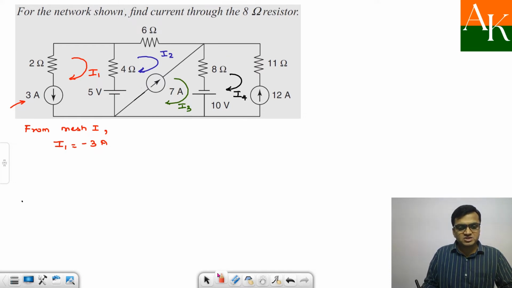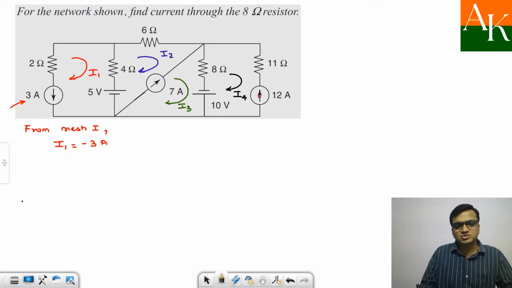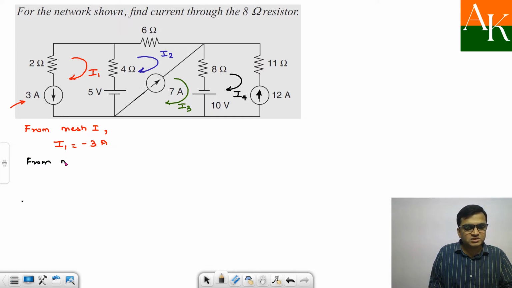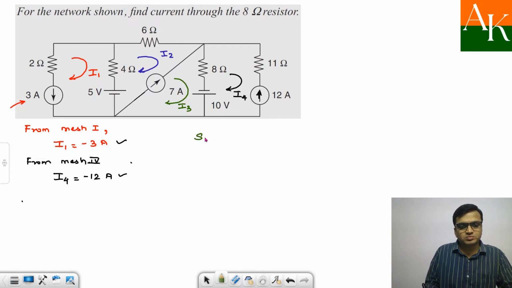What about mesh 4? Can you apply KVL in mesh 4? No, you can't, because again there is a current source over here. So here you can write from mesh 4: I4 is moving downward and 12 ampere is going up. So I4 is equal to minus 12 ampere. So I have found out actually 2 unknowns. And now I will go for super mesh analysis.